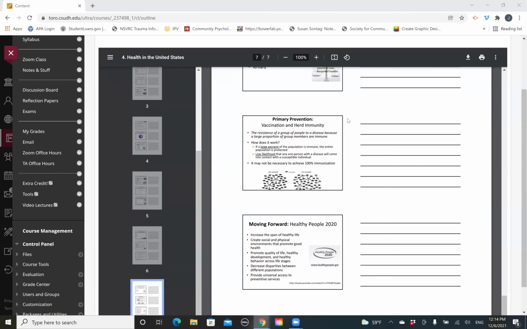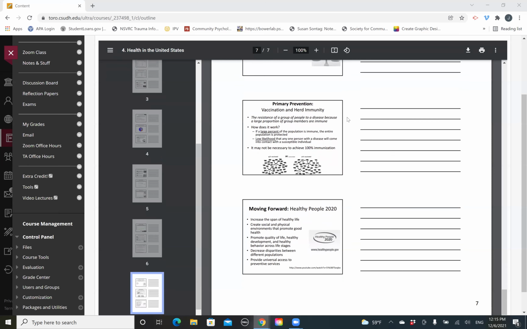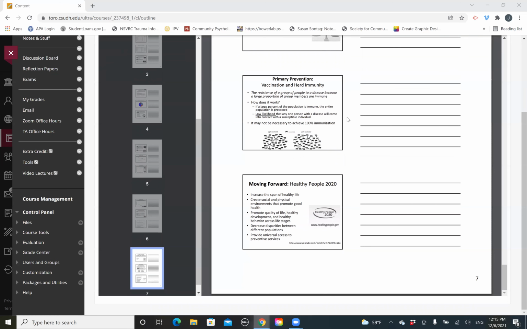So primary prevention, so prevalent right now: vaccination and herd immunity. What is herd immunity? Herd immunity is the resistance of a group of people to a disease because a large proportion of the group members are immune. How does it work? If a large percentage of the population is immune, the entire population is protected, and there is a low likelihood that any one person with the disease will come into contact with a susceptible individual.